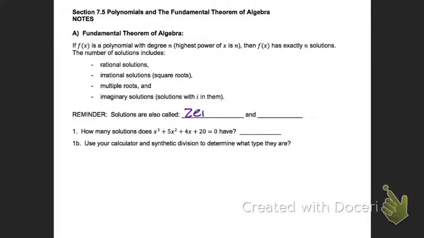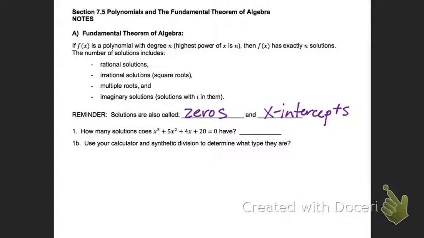So they could be called zeros, or they could be called x-intercepts. So you could see them written any way on a quiz or a test. The number of solutions always matches the highest degree. So if you had an x to the 56th power, then it would have 56 solutions. So it always matches the highest degree.